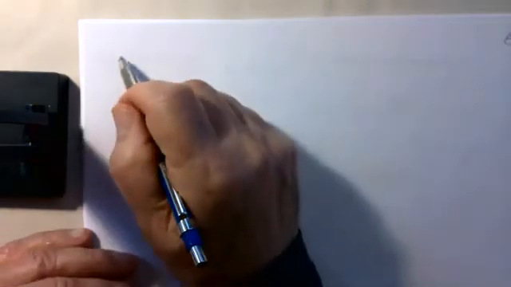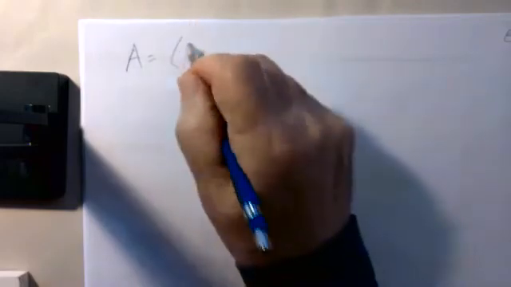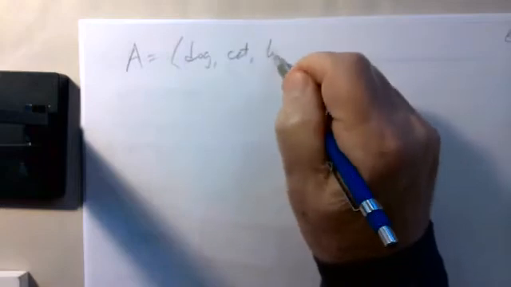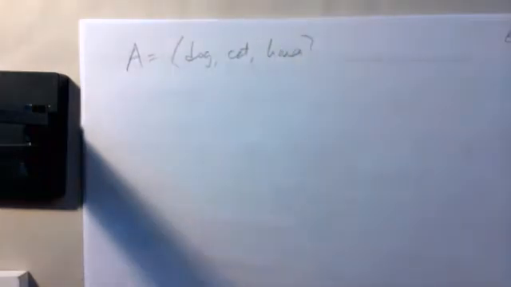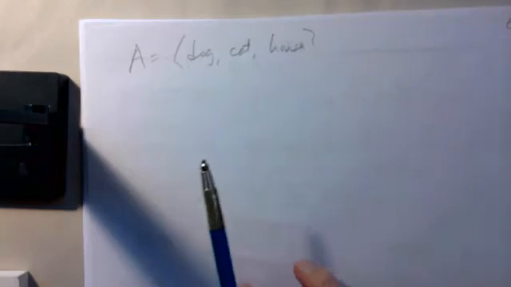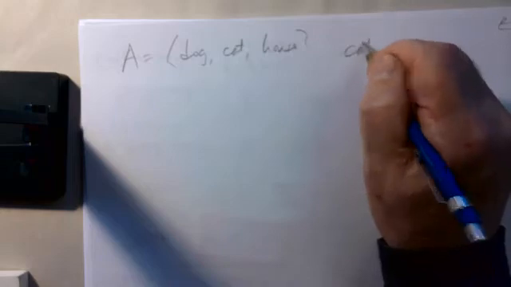But all sorts of things are sets. Suppose A is the set consisting of dog, cat, and house. So this is a set that contains 3 objects, the word dog, the word cat, the word house, and you could say cat is in the set A, right? It's perfectly reasonable.